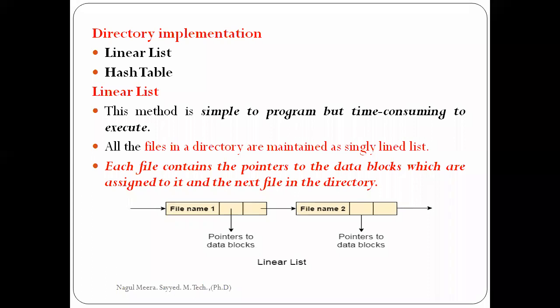So in this, what happened? If we know the first file name, then automatically we know all files. Why? Because this is linked. One file consists of second file's information, second consists of third information, third consists of fourth information. In this way, all files are organized in a directory. That is the meaning of linear list.